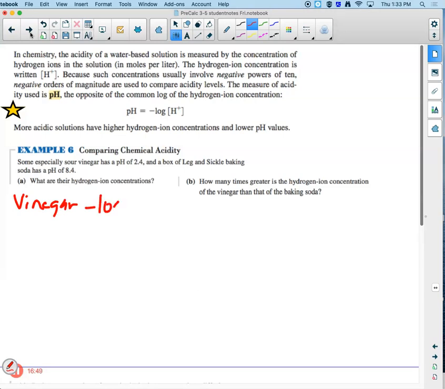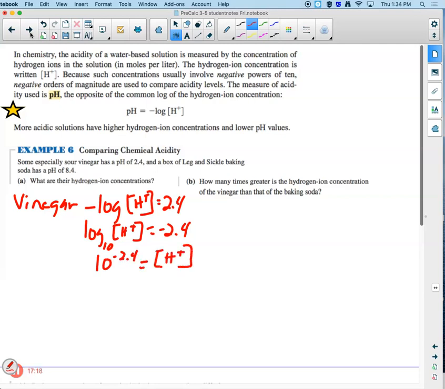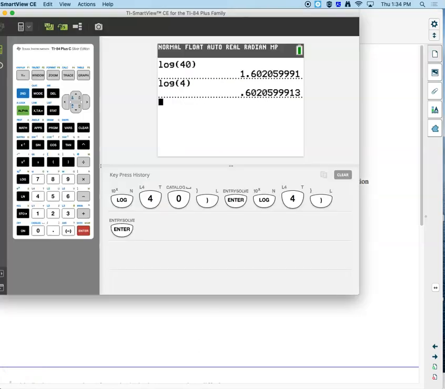And the negative log of H plus, using the formula that they have up there, was 2.4. So we would divide both sides by -1, and then we would "snail shell." We know that common logarithm is logarithm base 10, and it'll say 10 to the negative 2.4. And we would just punch that in on the calculator.